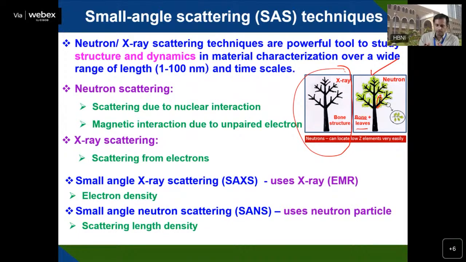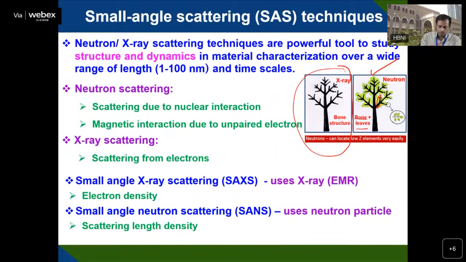Neutron scattering is mainly due to, as I earlier discussed, neutron nuclear interaction. That is one thing. And the second one is magnetic interaction, since the neutron has an unpaired spin, so the neutron interacts and you'll get a magnetic interaction. But in X-ray, it's mainly scattering from the electrons. So the basic difference is that neutrons have a nuclear interaction, but X-rays interact with the electrons only.